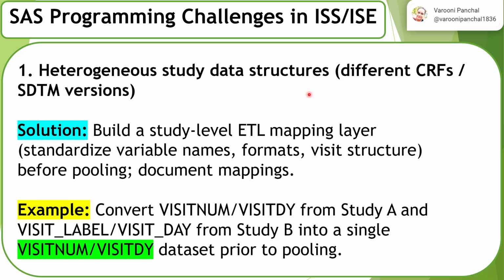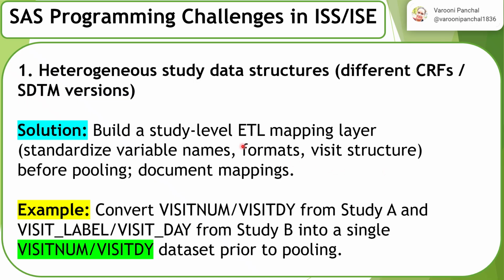The solution here is to build a study level ETL mapping layer, standardizing variable names, formats, and visit structure before pooling, and document the mappings. Pooling is nothing but combining all 12 studies into one pooled study, the integration of 12 studies. Harmonization and pooling play a very important role when you're working in ISS and ISE studies.